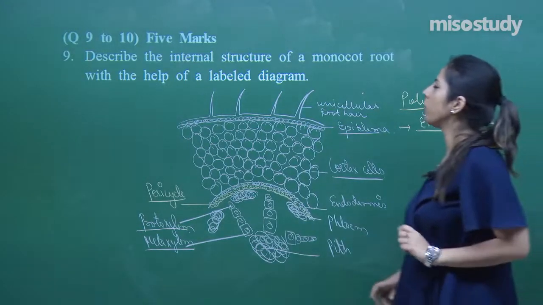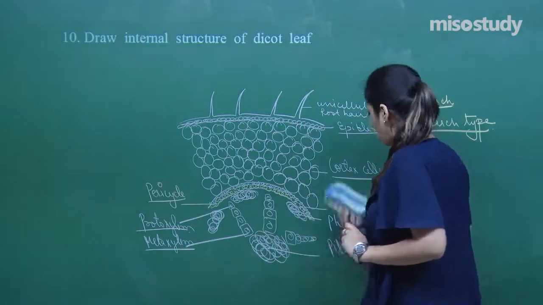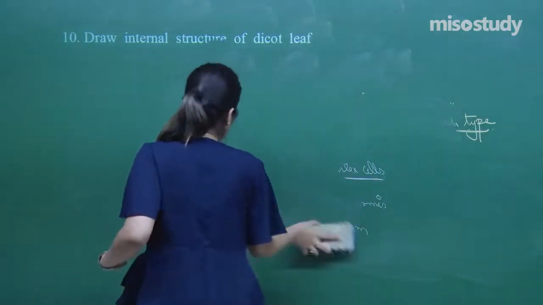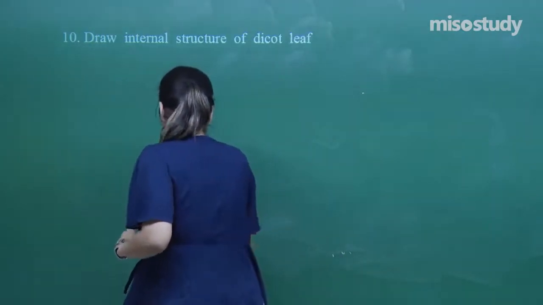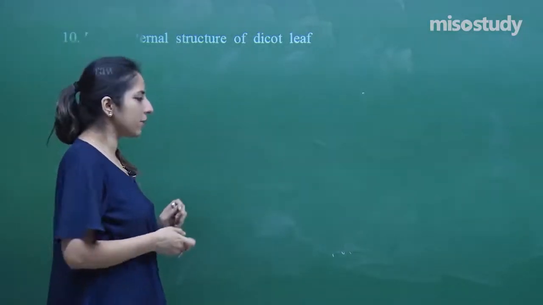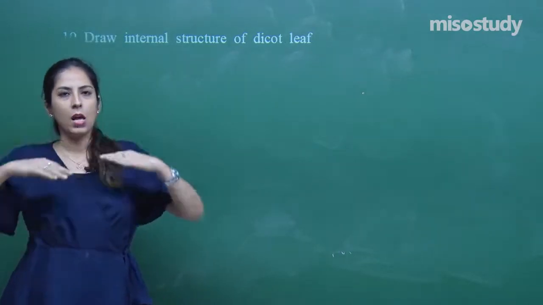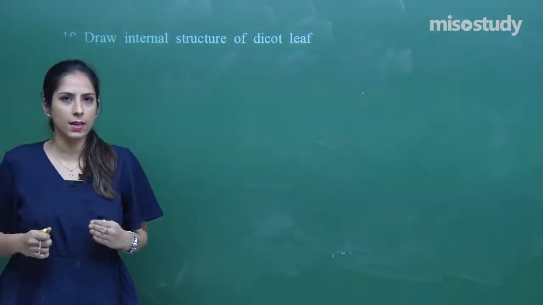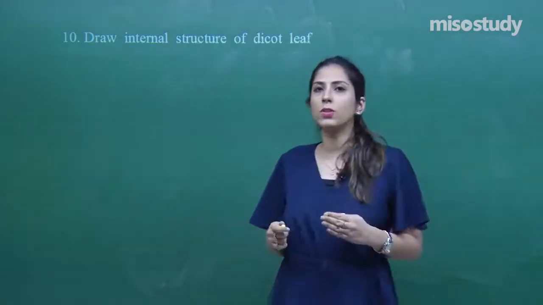So students, hope you have noted this down. Now let's talk about the last question of today's session, the internal structure of a dicot leaf. In this leaf, first of all, two layers are present. The outer epidermis is present on both sides, the upper side as well as the lower side. The vascular bundle in this case is collateral and closed type.